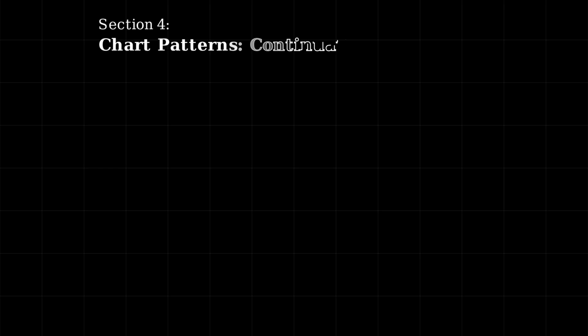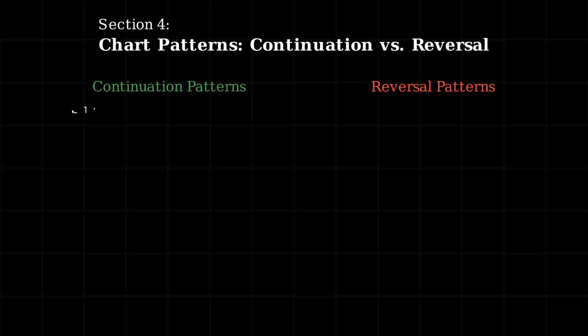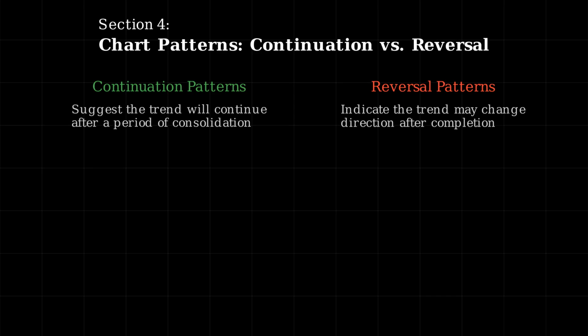Chart patterns are key components of technical analysis. They can be classified into two main categories: continuation patterns and reversal patterns. Continuation patterns suggest the current trend will continue after a period of consolidation. Reversal patterns indicate the current trend may reverse direction. Let's first explore continuation patterns, which include flags, pennants, and triangles.